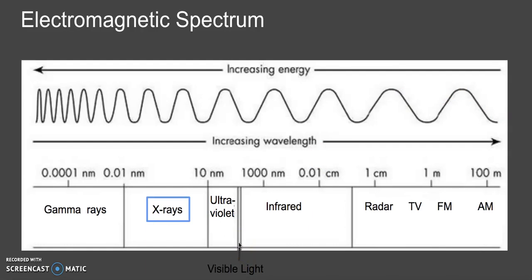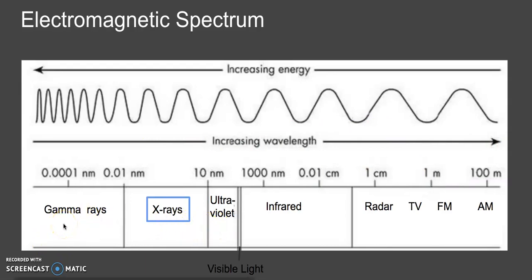And so starting with the lowest energy, we have AM and FM radio, TV, and radar, and then we have infrared, again, right under the frequency that we can see, and ultraviolet right over the frequency that we can see, X-rays, which are even higher energy than ultraviolet, and gamma rays. And since these are increasing energy, we can also think about the higher energy as being a little bit more dangerous to us.